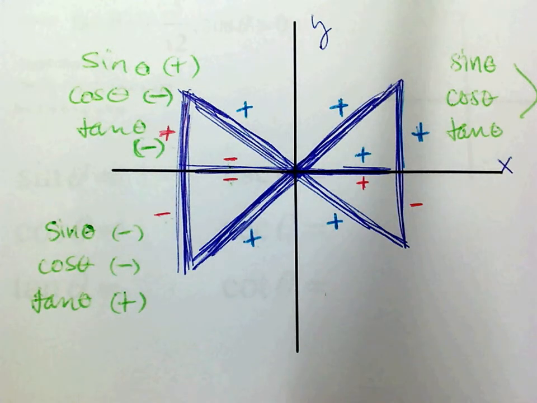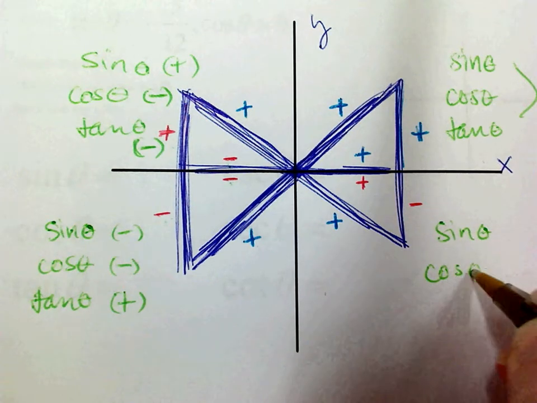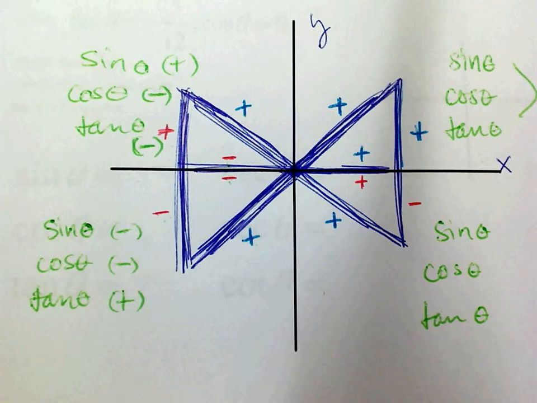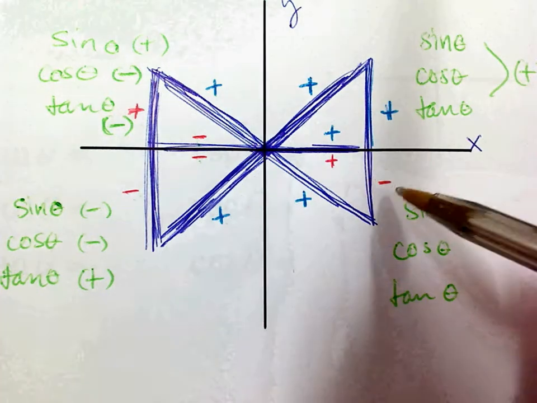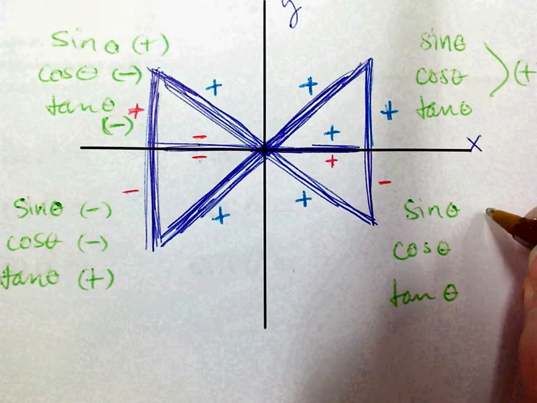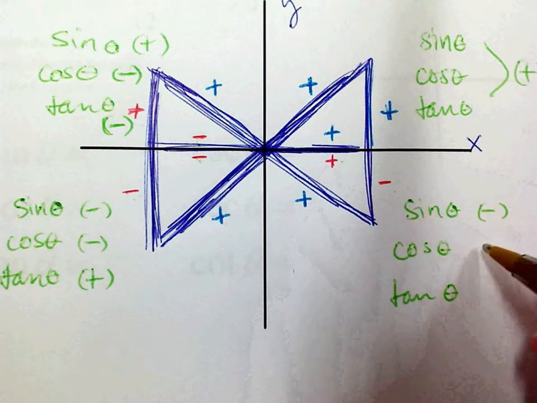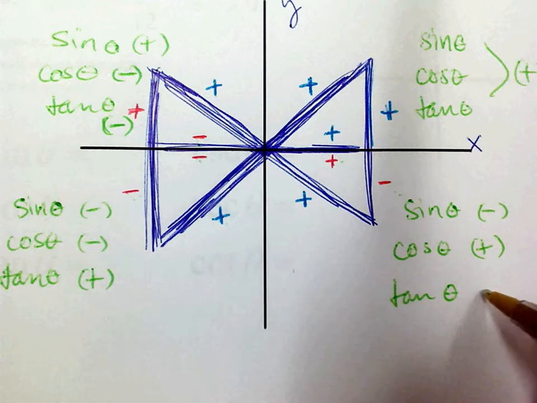Okay, sine, cosine, tangent. Okay, so sine is opposite over hypotenuse, so sine is negative. Cosine is adjacent over hypotenuse, so positive. And tangent's opposite over adjacent, so negative.